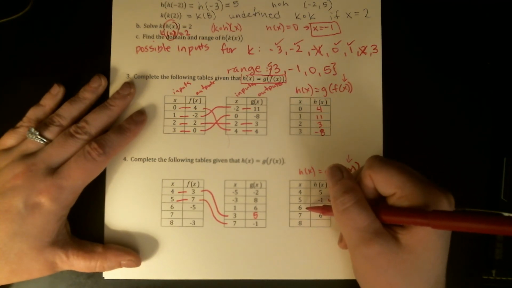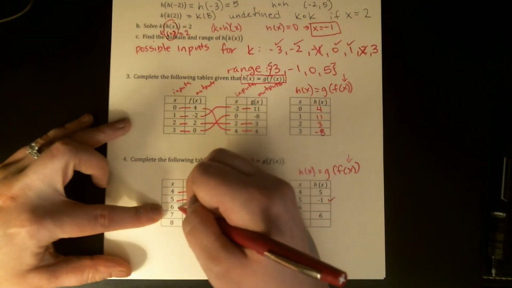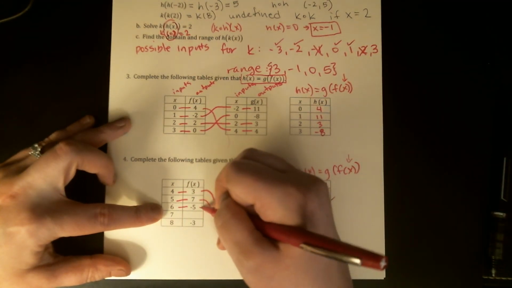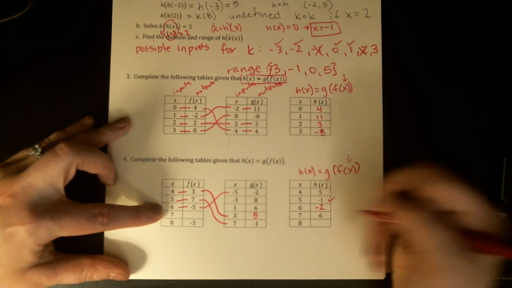6, I don't know what happens when I plug in 6, so let's see if we can follow it through. When I plug in 6, I get negative 5. When negative 5 gets plugged into g, I get negative 2.